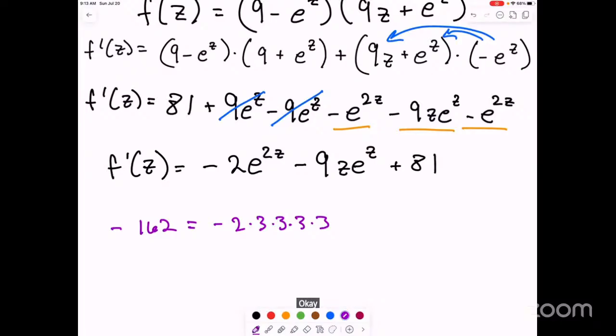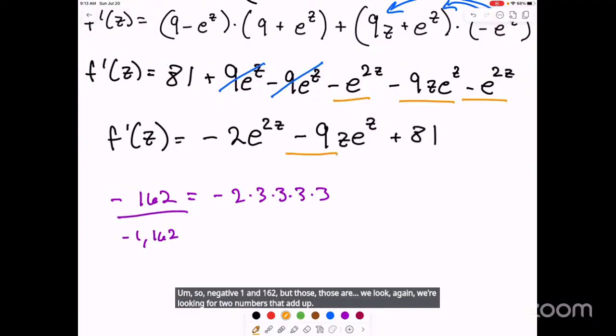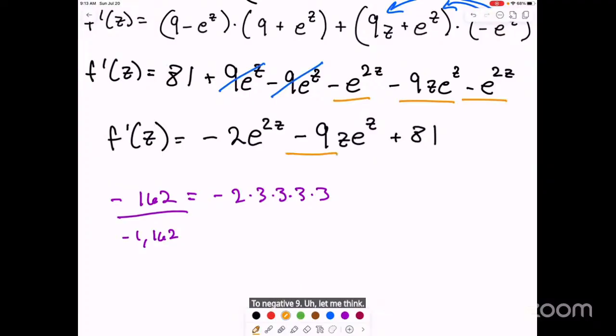Okay. Can we find two factors that add up to -9? Let's just go through the list, because if so, then we can factor this guy. So -1 and 162, but those don't. We're looking for two numbers that add up to -9. Let me think. Yeah, I don't really think it's gonna work.